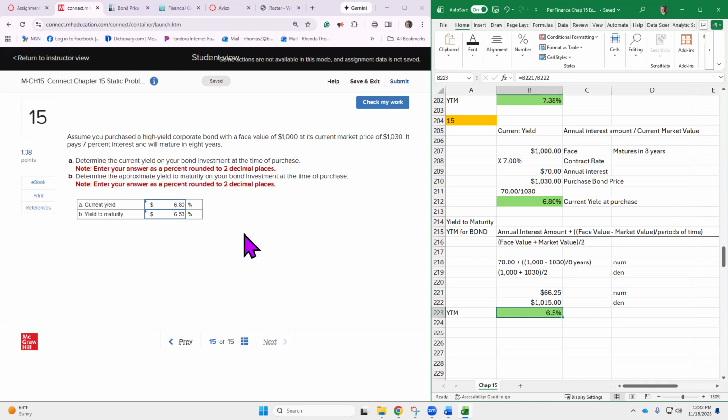Now I want to make this, because they said 2 decimal places. There we have it. Okay, that's it.